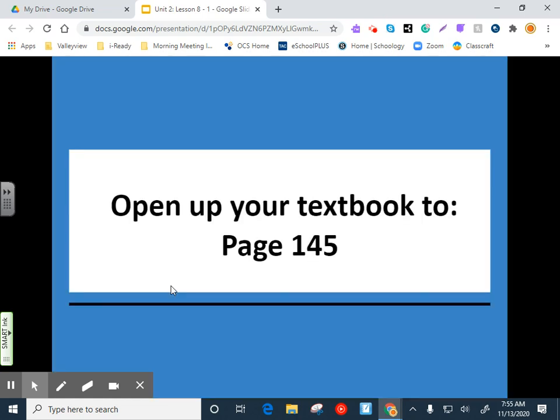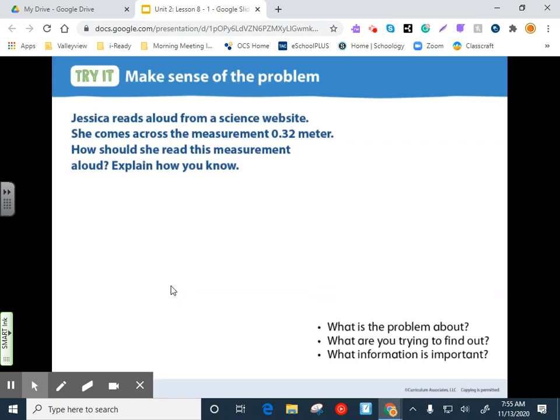All right, so let's move on to page 145. You'll see a tape measure at the top there. So Jessica reads aloud from a science website. She comes across the measurement of, well, I'm going to say it how we're not supposed to say it, 0.32 meters. But we're supposed to say that as 32 hundredths, and we'll get into why it's called that way. How should she read this measurement aloud? Explain how you know.